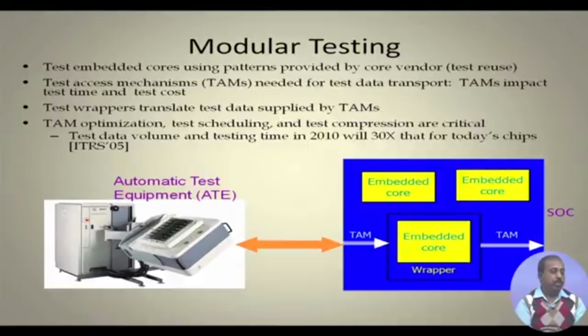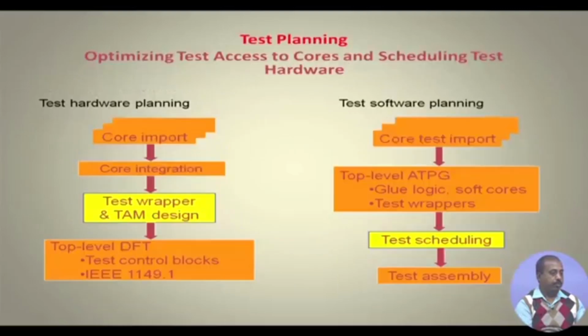This TAM optimization, test scheduling, test compression, these are very critical issues, and test data volume and testing time in 2010 was expected to be 30x of that of today's chip, that was predicted in ITRS 2005. So, that is crossed now. So, this is a huge increase in the test data volume and the testing time. So, that is the issue. So, we have to handle such a complex situation.